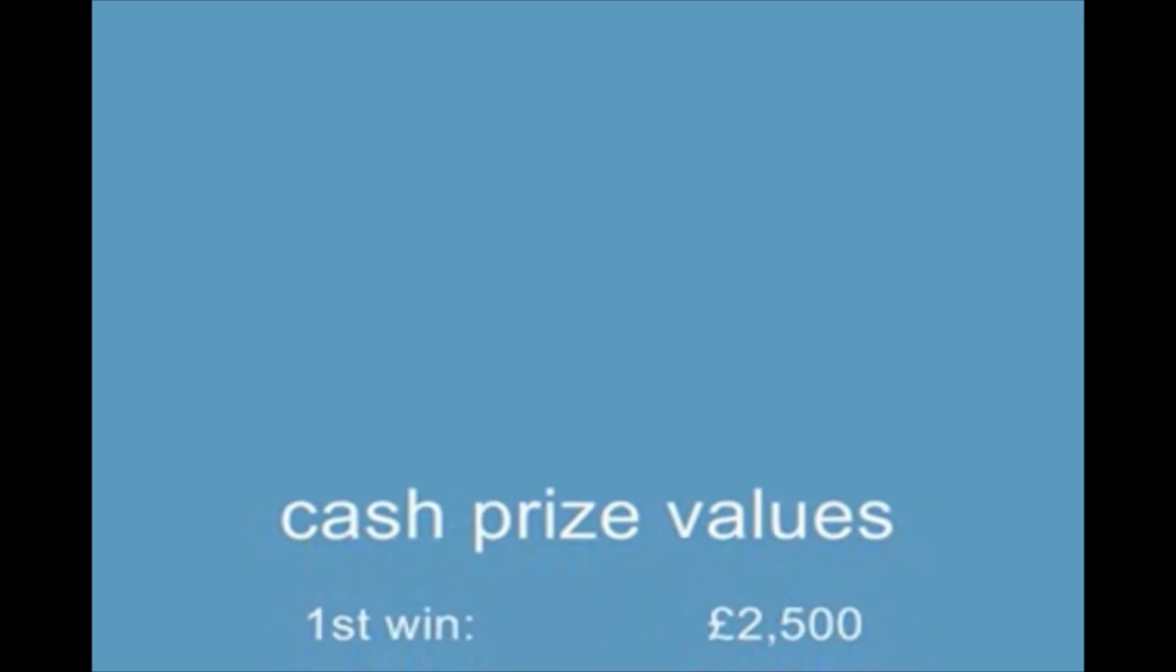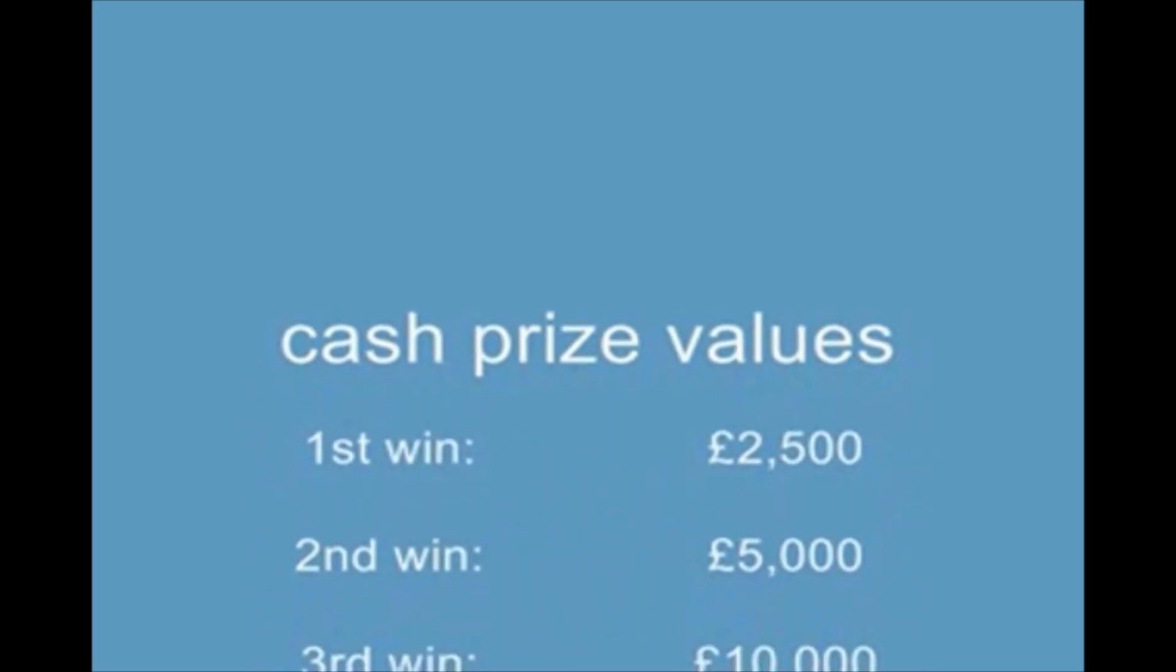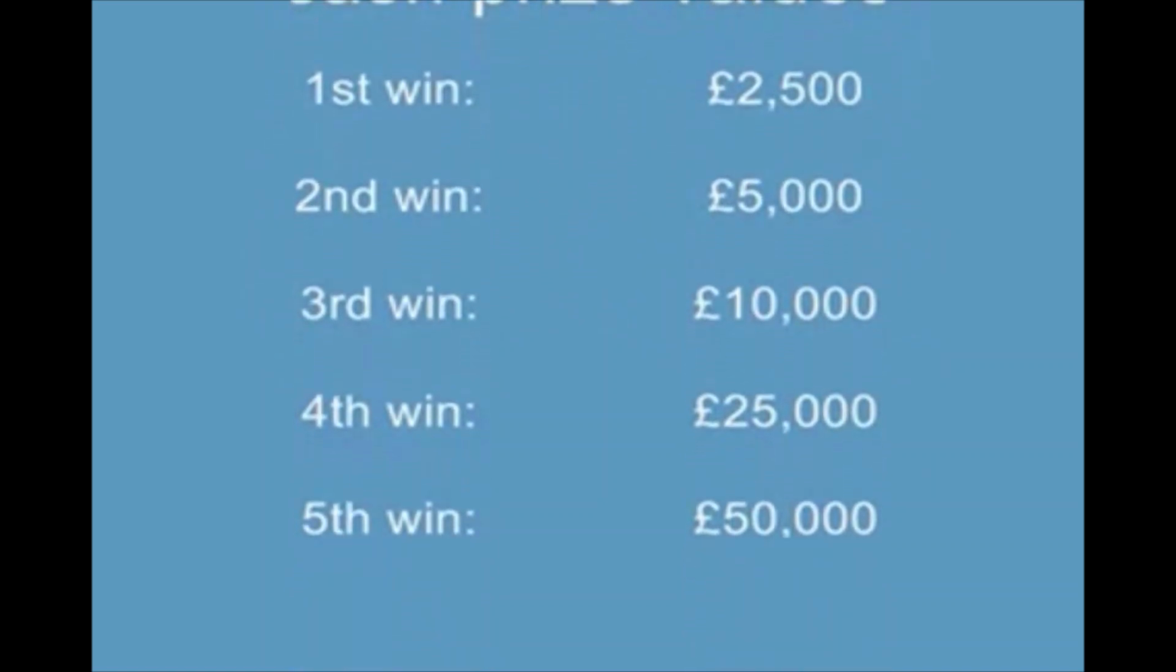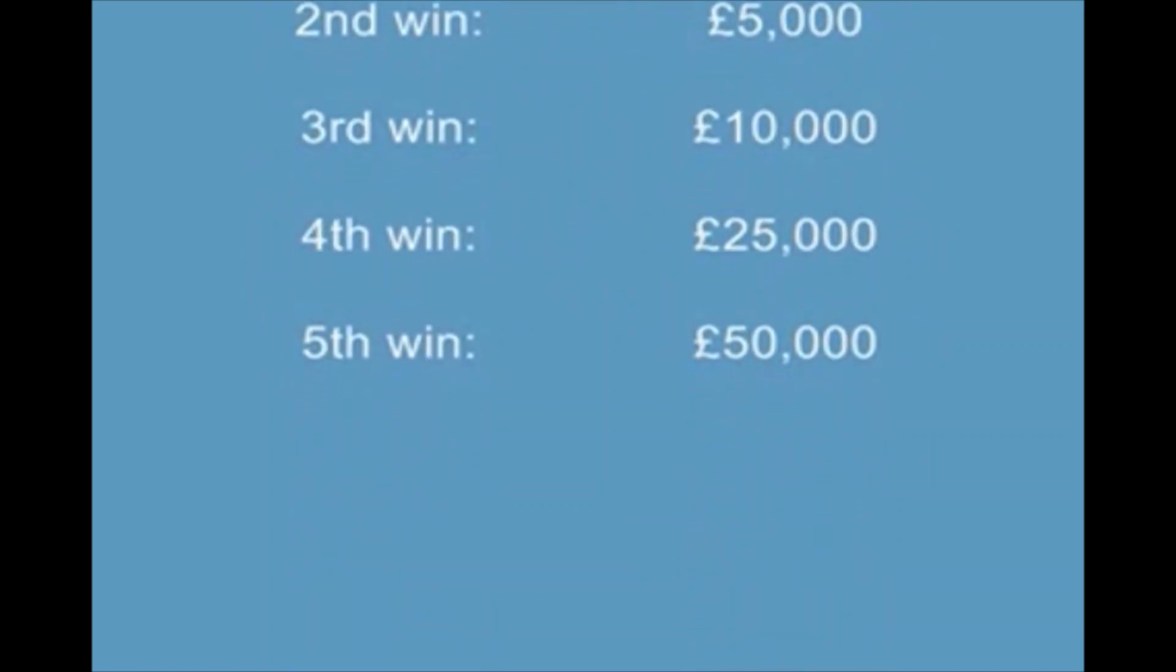Each show a player wins consecutively sees the cash go up as follows. For 1 win they get £2,500, for 2 wins they get £5,000, £10,000 for 3 wins, £25,000 for 4, and if they make 5 shows in a row, they can walk away with £50,000 to pad their account.